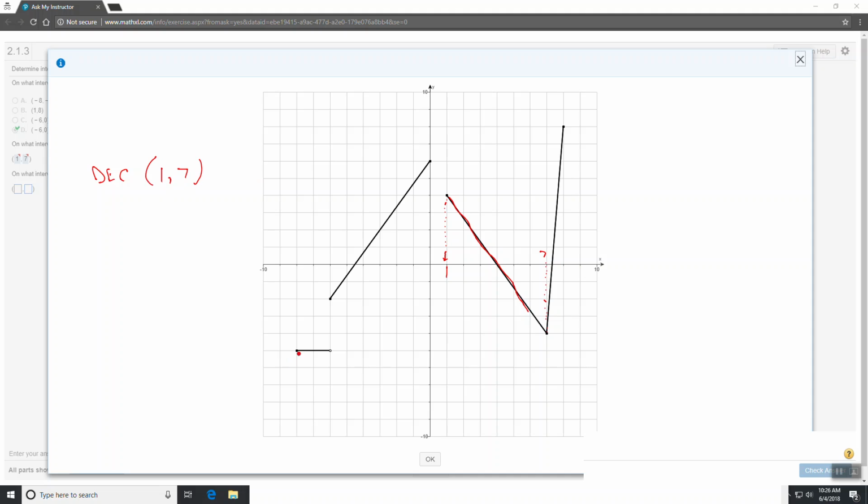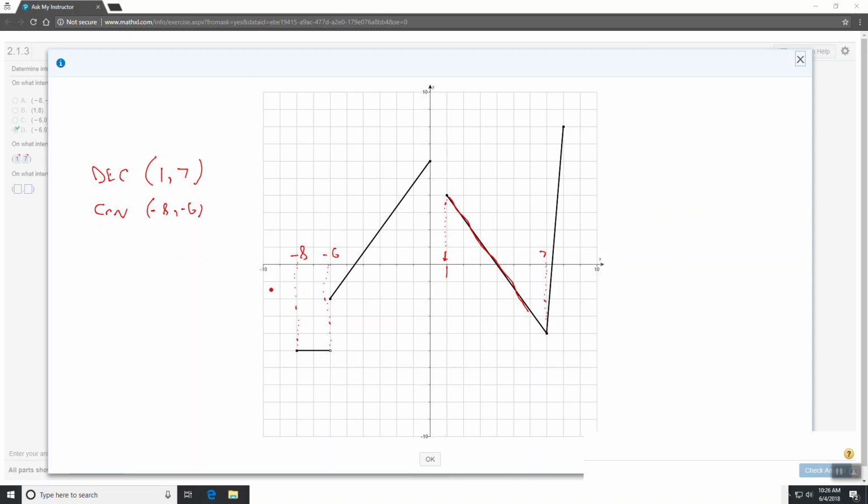Now the constant is right here, and so for the constant, if I were to come straight up, it would be negative 8. If I come straight up from here, it'd be negative 6. So it's constant from negative 8 to negative 6.